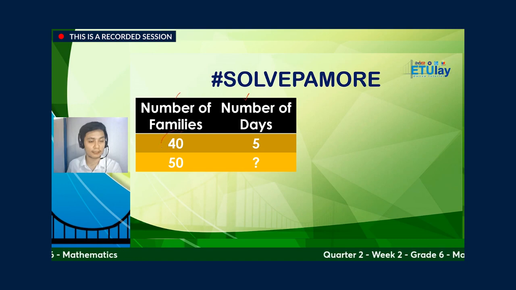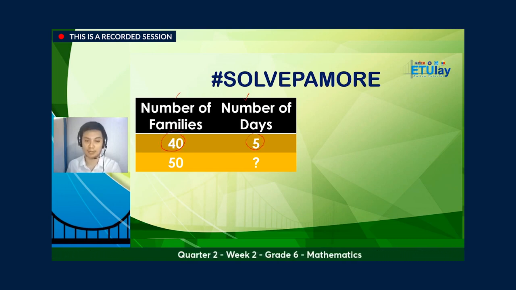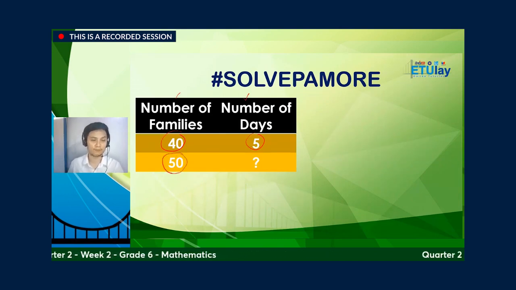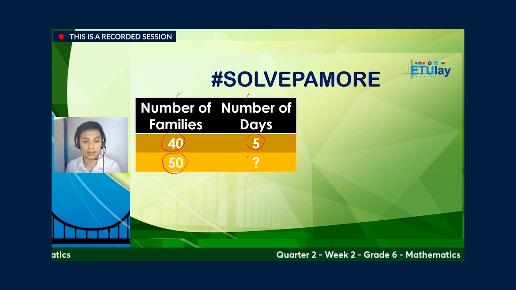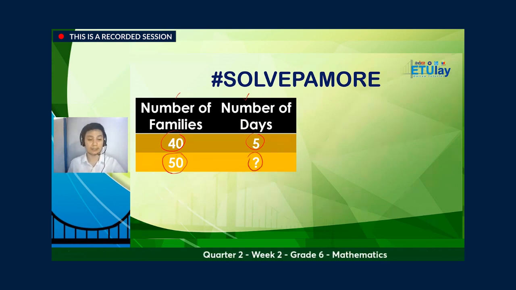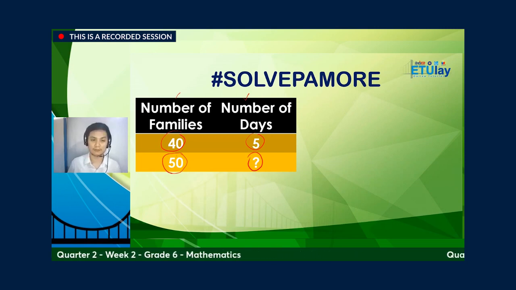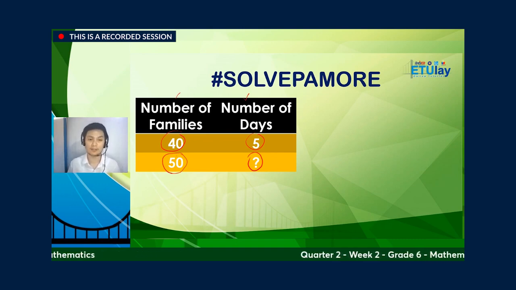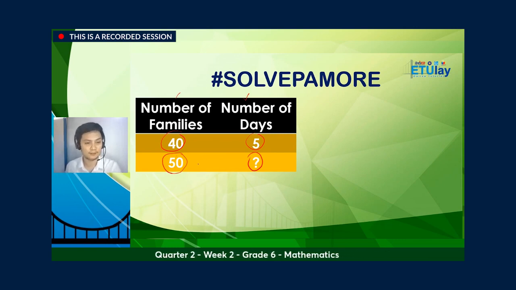So kung 40 ang bilang ng families, magtatagal yung food supply ng 5 days. Pero kung 50 na, kasi idinagdag na yung 10 na nag-move in sa barangay dun sa 40, ilang araw na lang itatagal nung food supply. So this is again inverse proportion. Kasi kung dumami yung families, dapat iikli naman yung buhay ng food supplies. So, nag-increase dito, therefore dito, magdi-decrease.